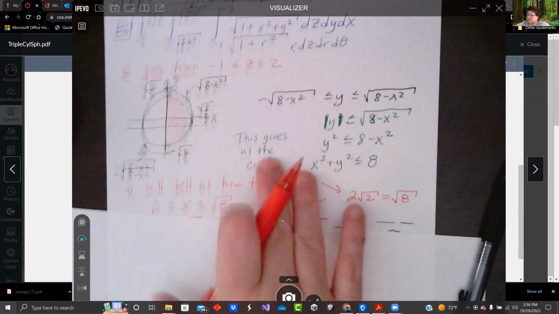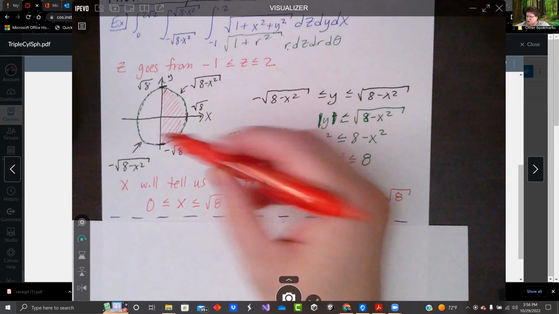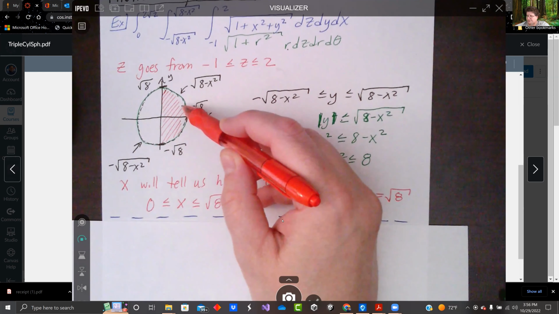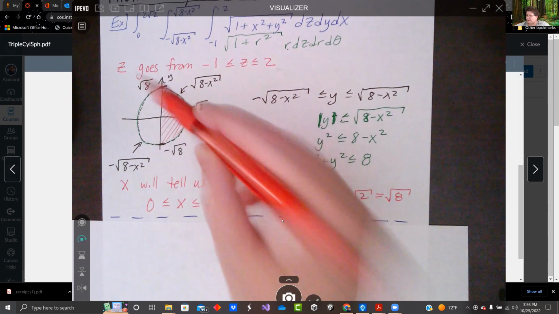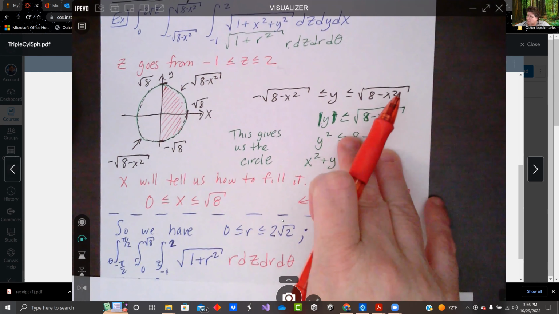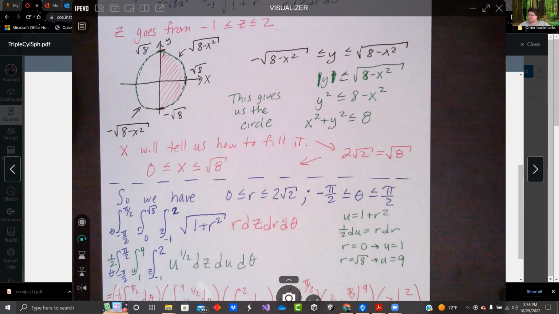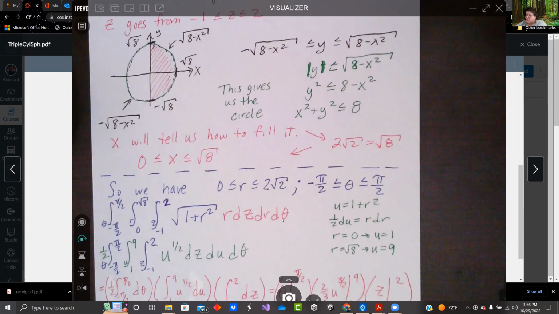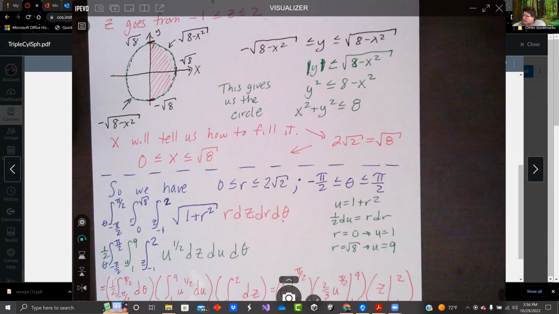If we switch to cylindrical, what do we got to do? Our radius should go from 0 out to square root of 8. And our angle should go from negative pi over 2 to pi over 2. So let's set that up. We already talked about the 1 plus r squared and r dz dr d theta. I've got my integrals in terms of theta, r and z.